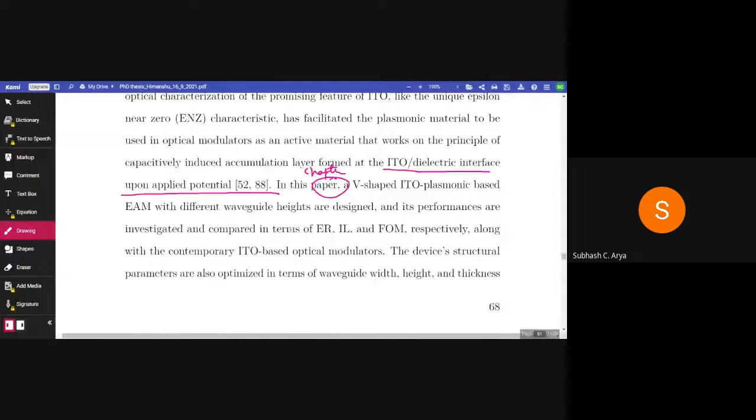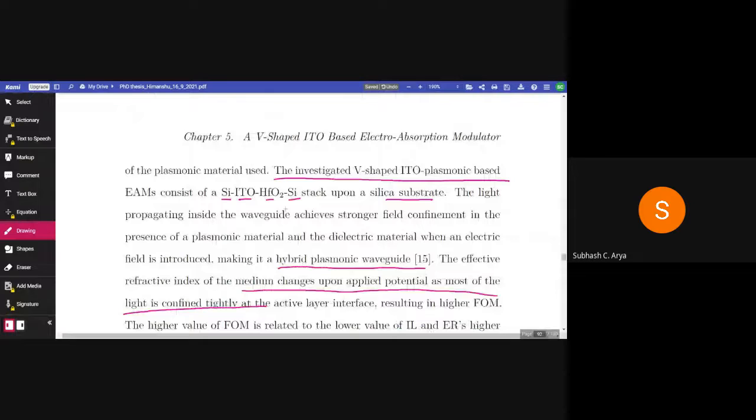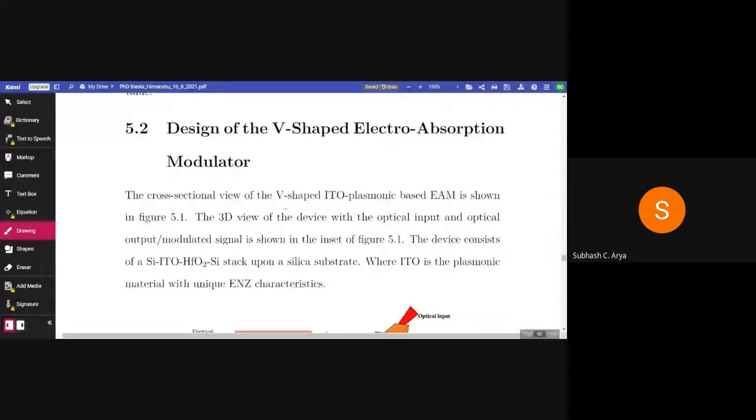So you can see Himanshu has just taken from that. That is why, in this paper the word is there. However, since now it becomes a part of the thesis, and that too chapter 5, we have to modify accordingly. Okay. So with this, let us move to 5.2.